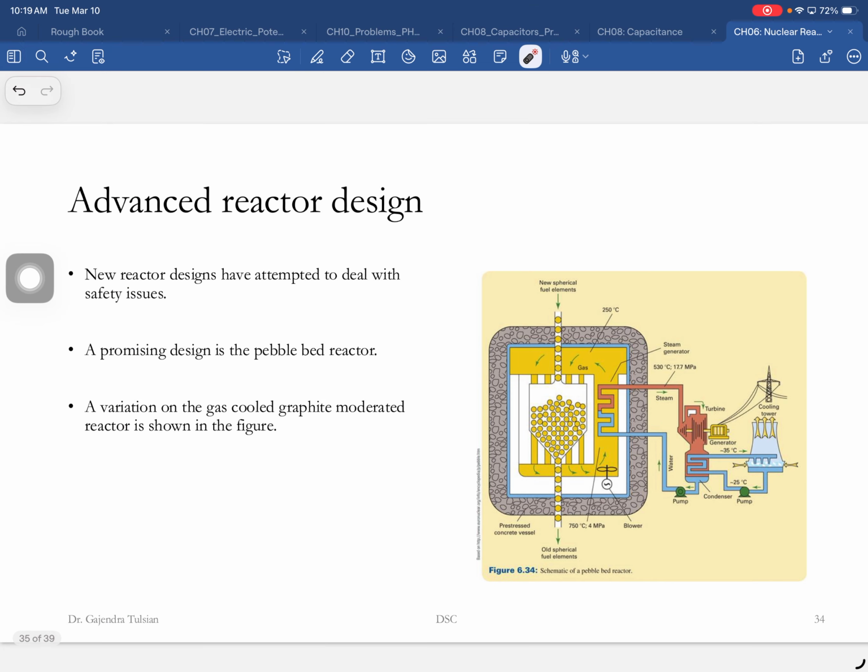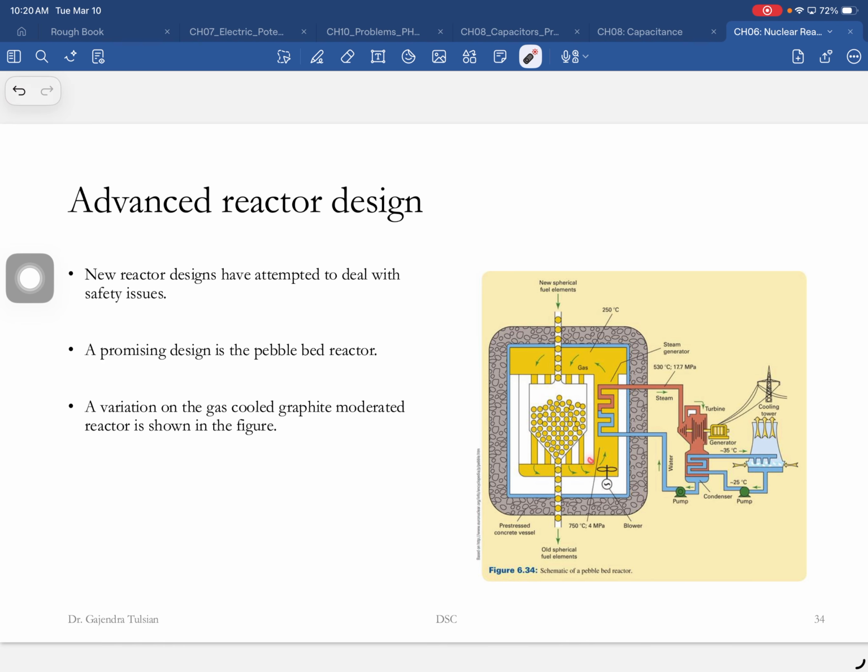So you see, here's a pebble bed reactor. This is a new reactor design that attempts to deal with safety issues. These are fuel pellets, and these guys won't melt. And you see the cooling is a gas.